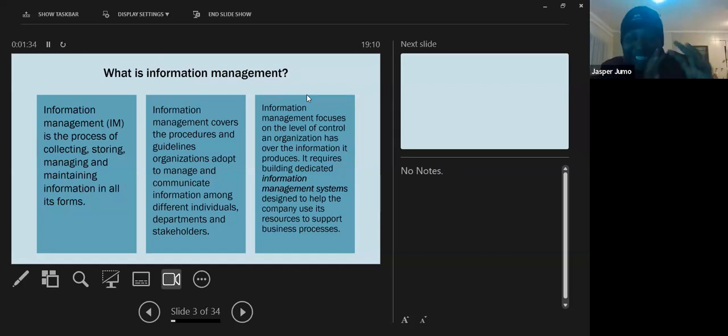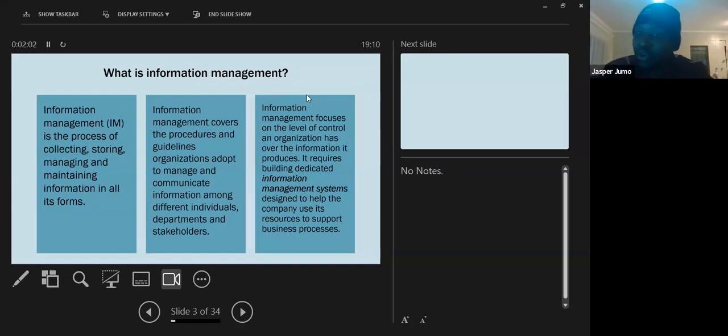So information management, now this course, it helps people to be able to manage that information within the company so that they can make informed decisions, right? So information management, according to the definition within the study guide, is the process of collecting. So you have to collect, that's the first thing, to store, to manage, and maintain information in all its forms.